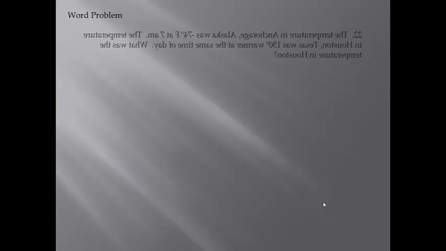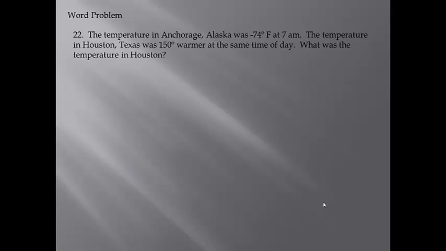Number 22. The temperature in Anchorage, Alaska was minus 74 degrees Fahrenheit at 7 a.m. The temperature in Houston, Texas was 150 degrees warmer at the same time of day. What was the temperature in Houston? So mathematically, minus 74, positive 150.